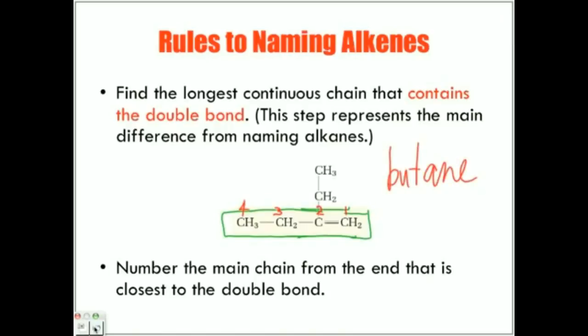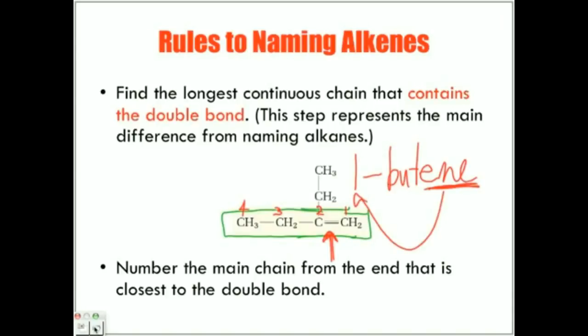But in this case, there is a double bond present, so we change the suffix -ane to -ene, which makes it butene. Next, the double bond is located after the first carbon, so we name it 1-butene. Because again, the double bond is located after the first carbon.